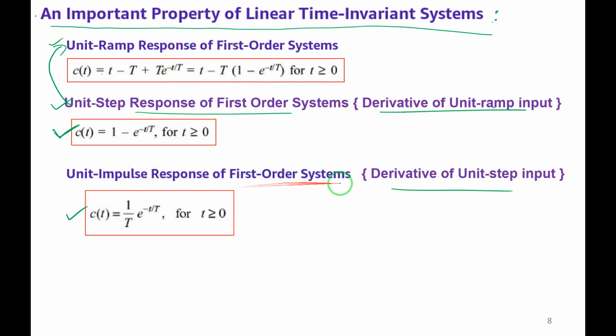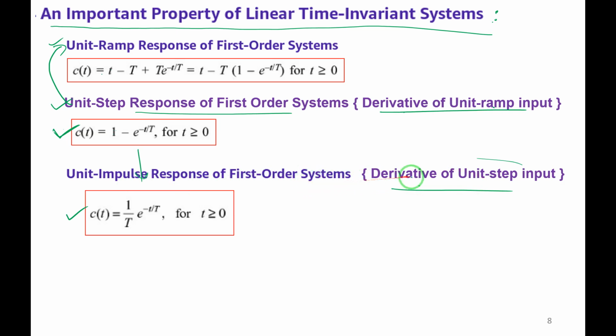Unit impulse response of the first order. It is nothing but the derivative of the unit step input. So the response is here. Take the derivative of this. Derivative of 1 is 0. So take minus, the sign is there. Derivative of e to the power of minus t by T with respect to time t, small t. So I will be getting minus into minus plus 1 by T e to the power of minus t by T, right? So the derivative of unit step input is nothing but the unit impulse response to the first order system.